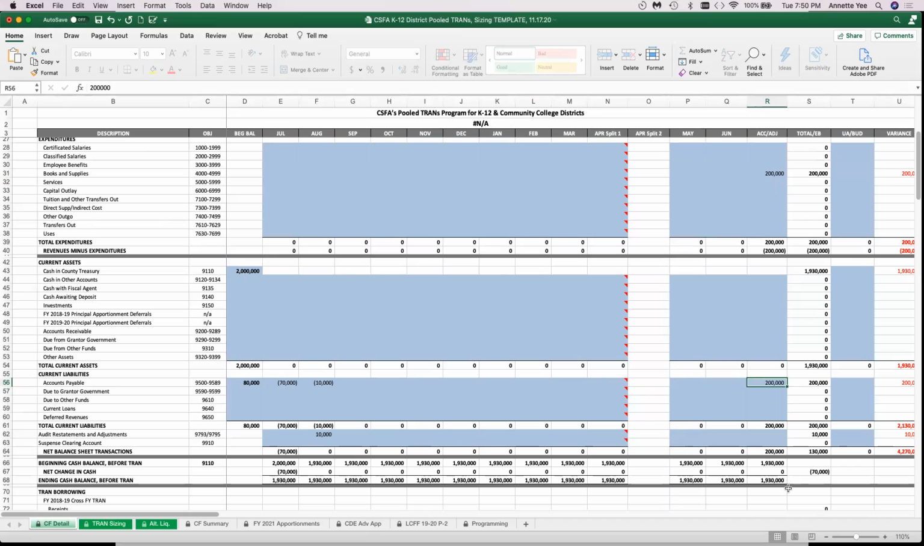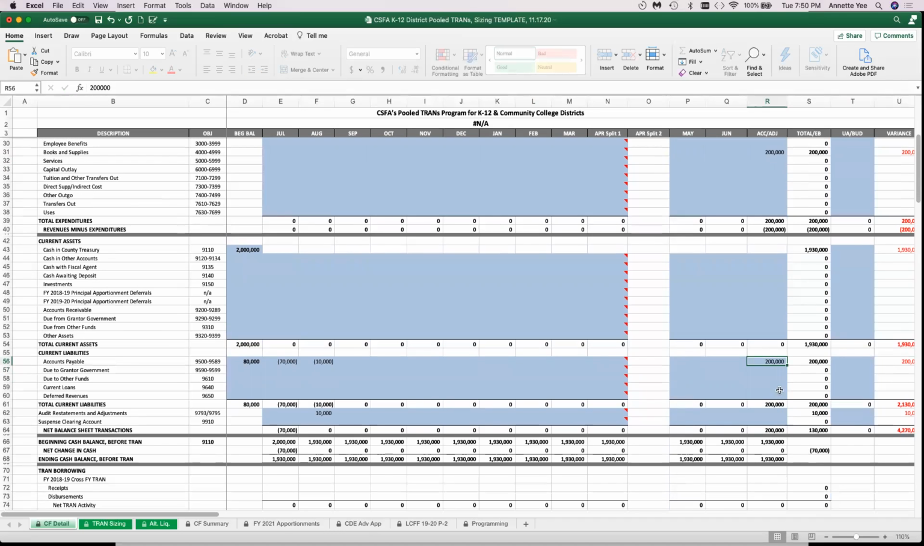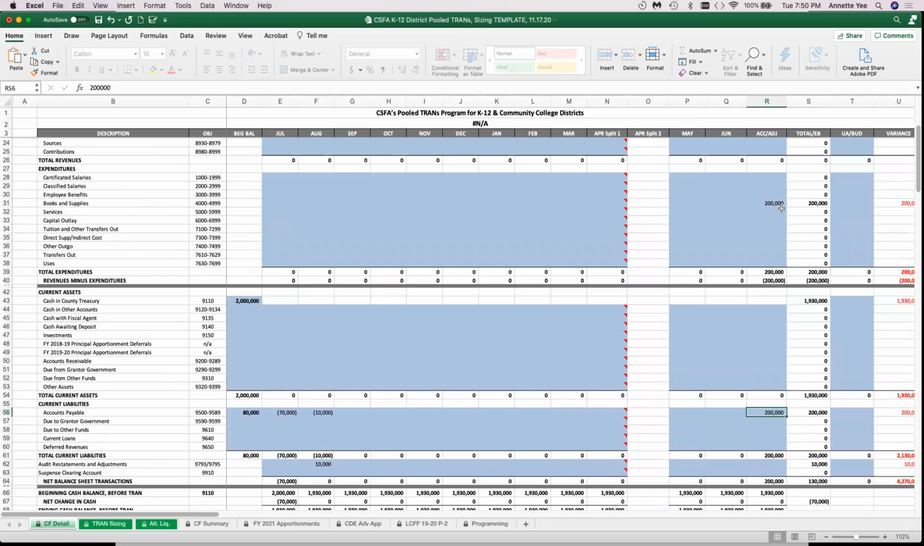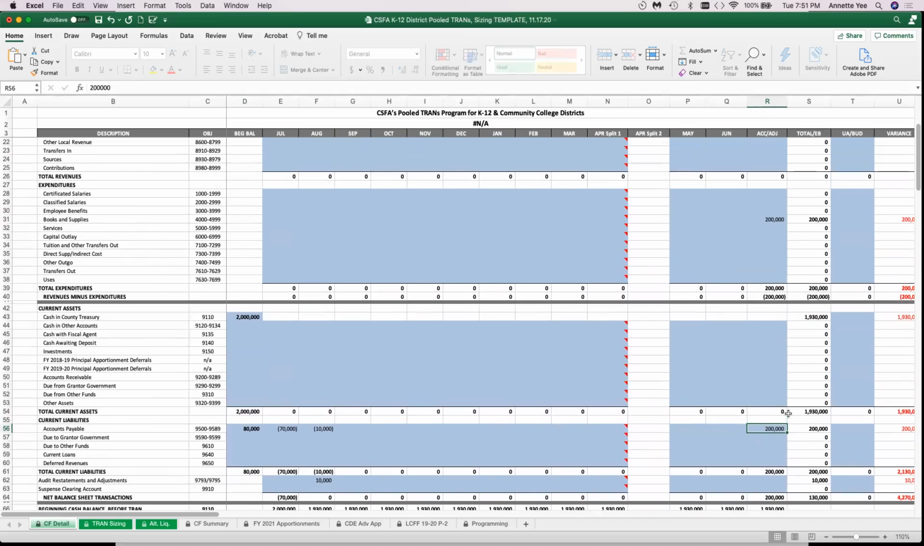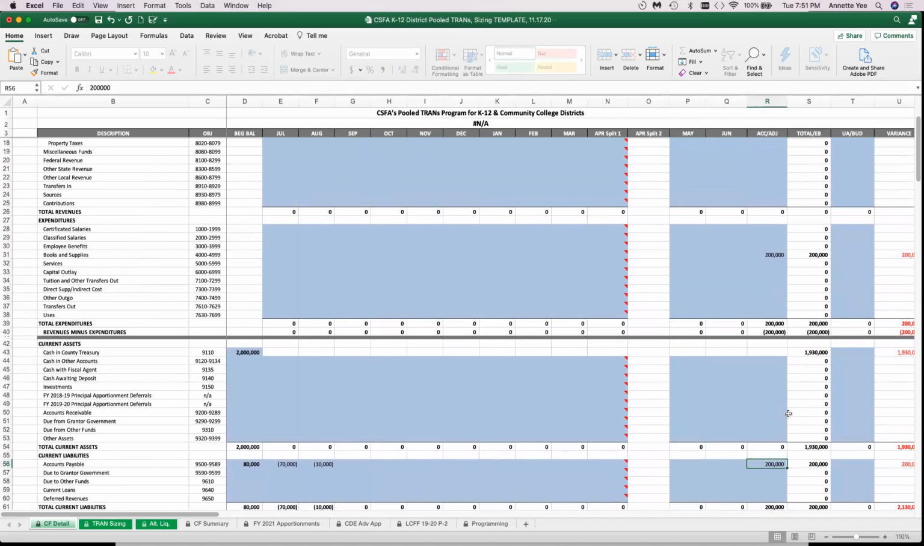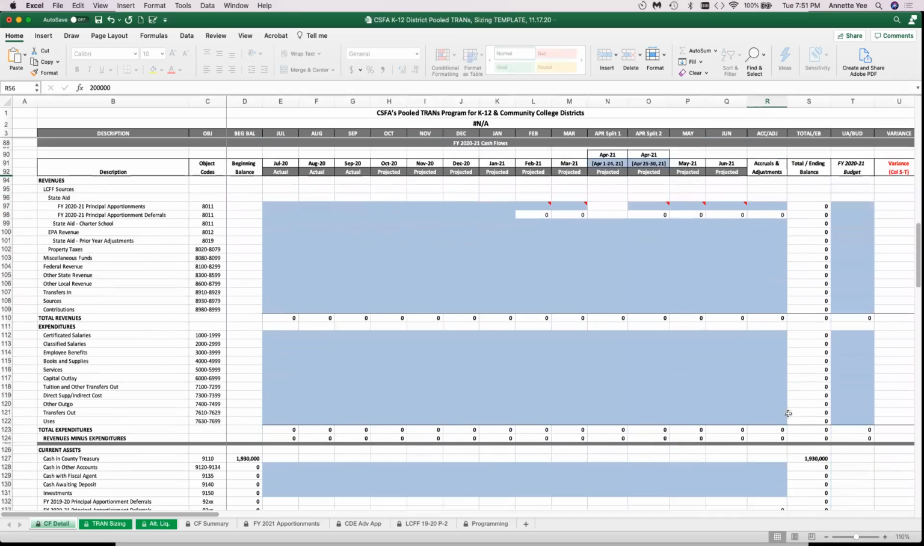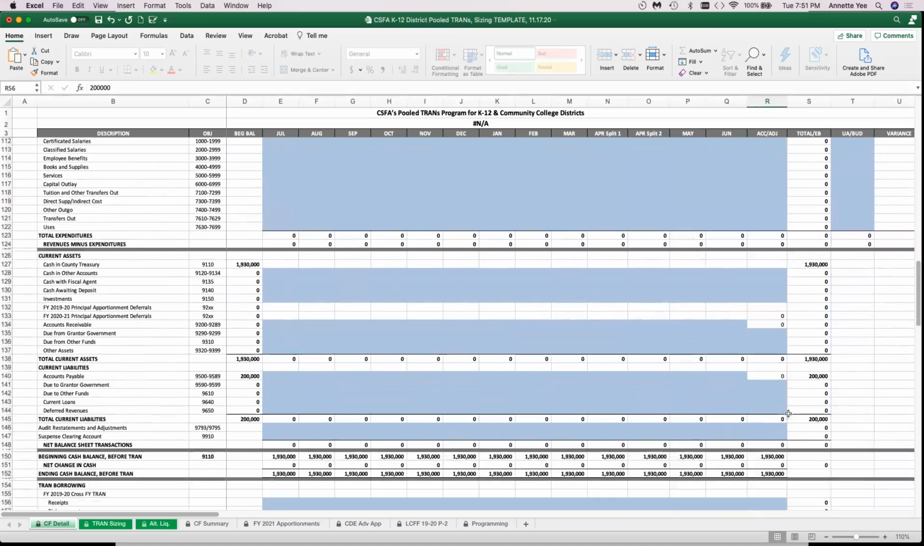Okay, so let's see how that would affect us. I think we've figured out that the 200,000 is offset correctly with the accounts payable. Should we see what the effect is in the next fiscal year?